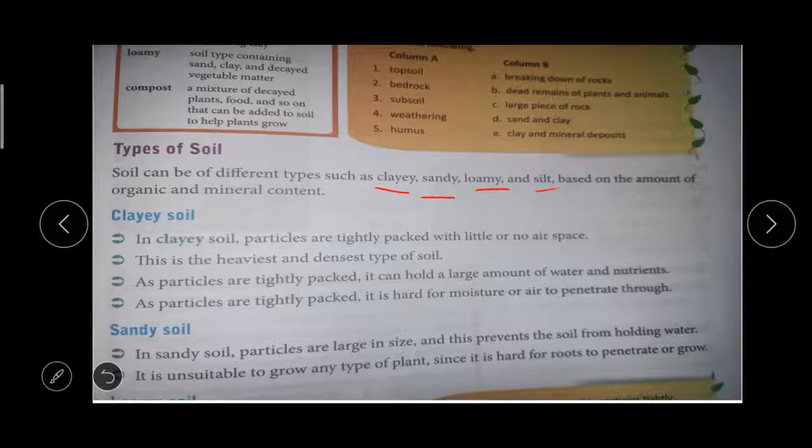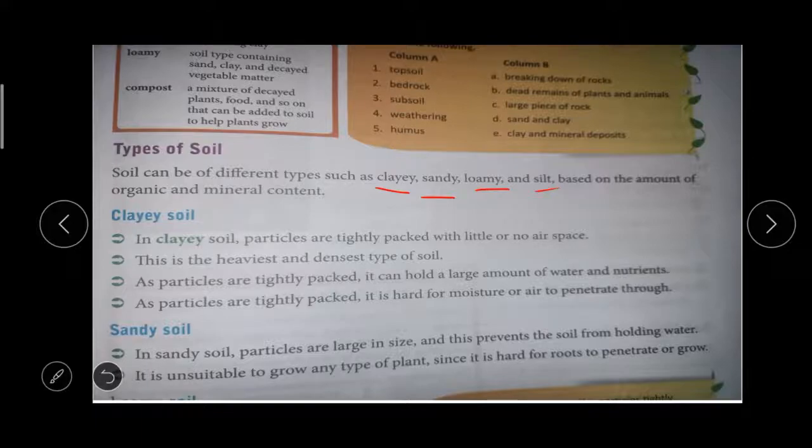This is the heaviest and densest type of soil. This soil is used for making pots, clay pots and all, because it is the densest soil. It is a heavy soil, tightly packed, so it contains a large amount of water and minerals, and it is hard for moisture or air to penetrate through.